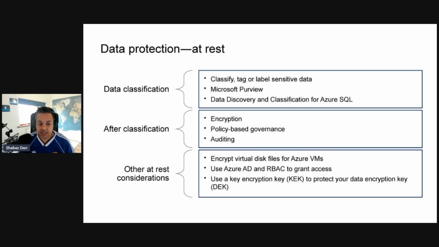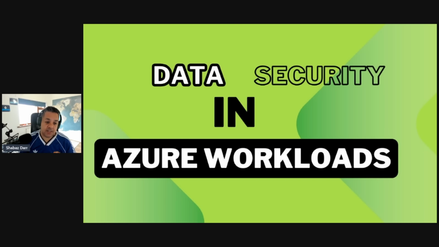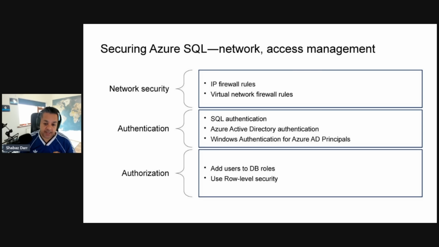And obviously one way of classifying is by using tags. So let's talk about data security in Azure workloads specifically. Again, we touched on this in the last video, so I'm going to go into a bit more detail now. Let's talk about network security first.